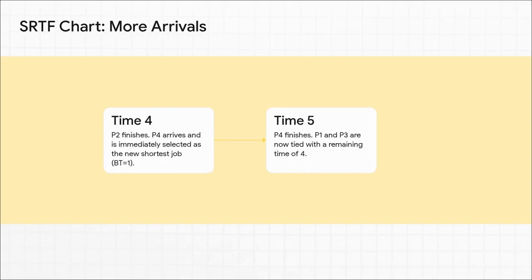So P2 runs, and it actually gets to run to completion because nothing shorter arrives to interrupt it. It runs for its full 3 units, from time 1 to time 4. Now, right at the moment it finishes, at time 4, P4 arrives. So the scheduler looks around. P2 is done. P1 is waiting with 4 units left. P3, which arrived at time 2, is also waiting with 4 units. And the brand new P4 only needs 1 unit. Well, 1 is definitely the shortest, so P4 gets to go. It jumps on the CPU at time 4, runs for its 1 unit, and it's done by time 5.